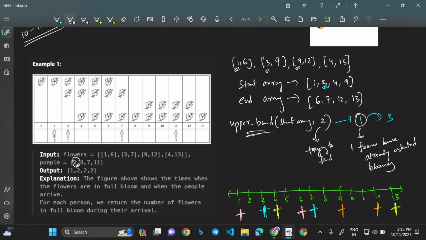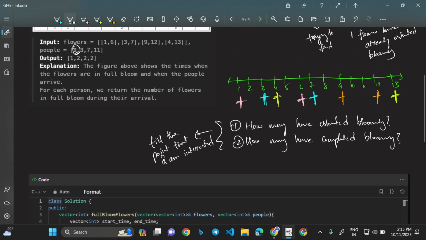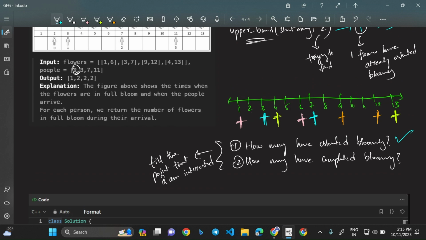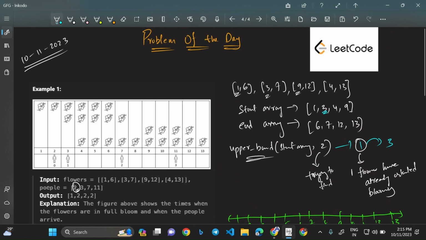So I've got the very first thing that is required. I've got an answer to this question. Let me indicate this with another color. Now I need to find how many have completed blooming. For that I need to check the end array. To find how many flowers have started blooming, I'll be using the start array, but to find how many have finished their blooming, I'll be using the end array.